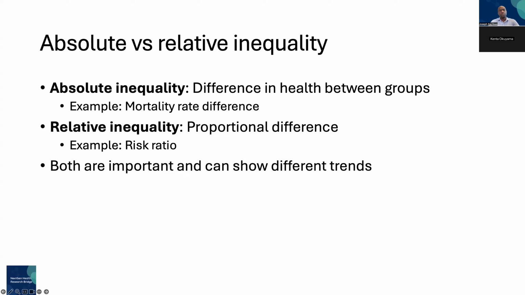But when you talk about the relative inequality, then we look at proportionality. So we look at the proportional difference amongst these groups. So both measures are important, and it is good to have both reported within a study or within a given research project.